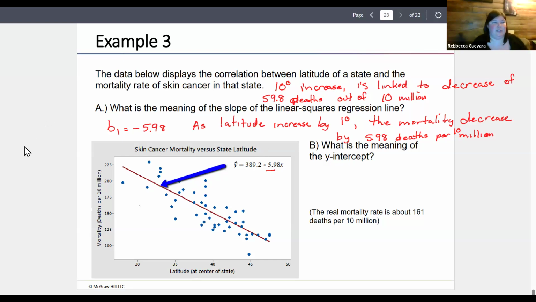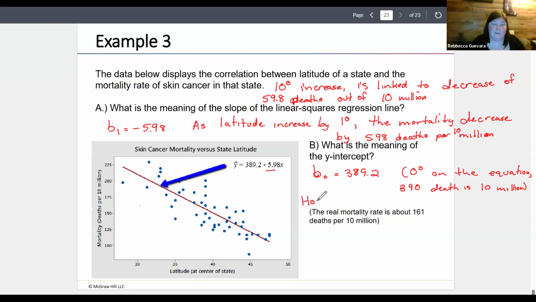What is the meaning of the y-intercept? Technically, your y-intercept is going to be 389.2. So in a way, it means we're at 0 degrees, so right at the equator. We expect about 390 deaths out of 10 million.